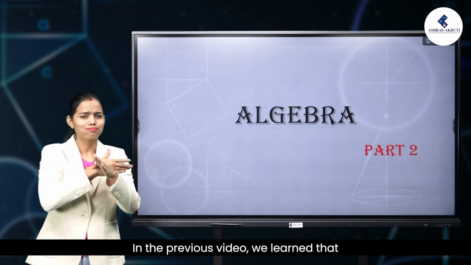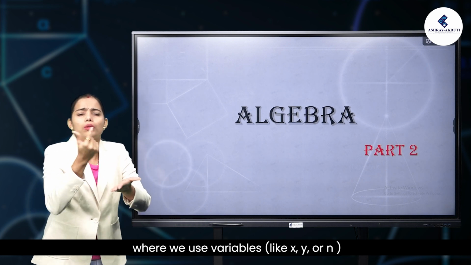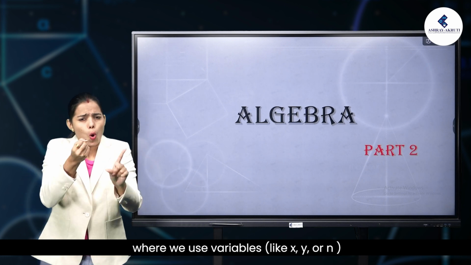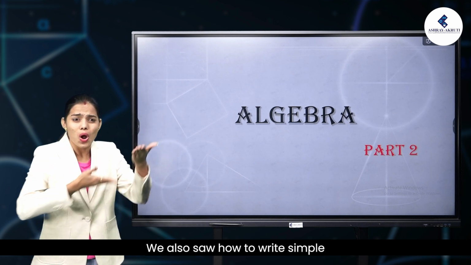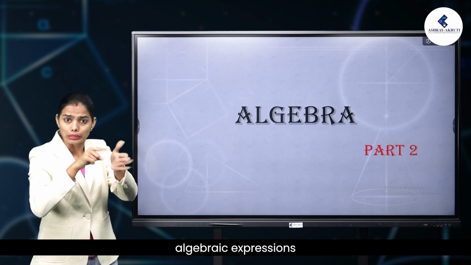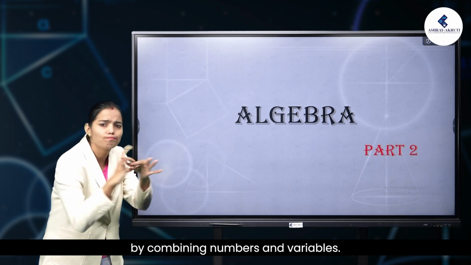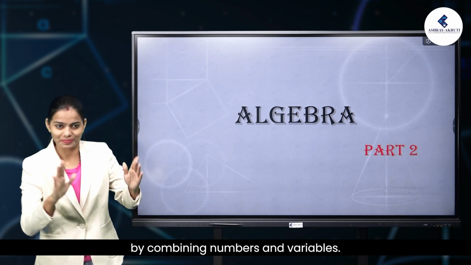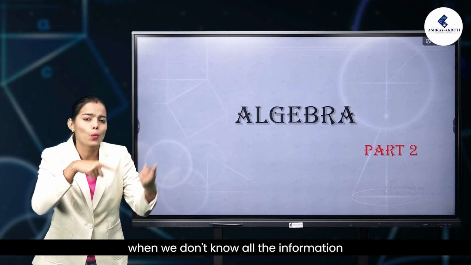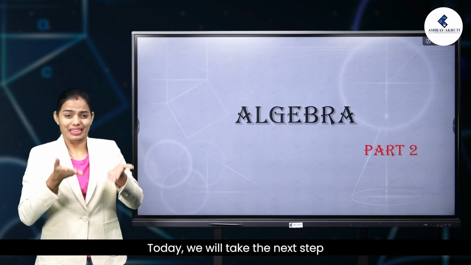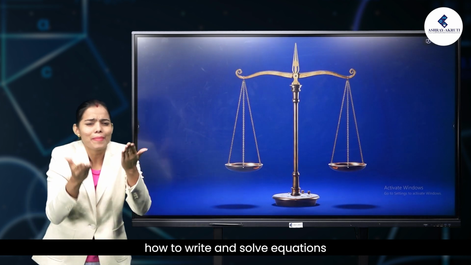In the previous video, we learned that algebra is a branch of mathematics where we use variables like x, y or n to represent unknown numbers. We also saw how to write simple algebraic expressions by combining numbers and variables. Algebra helps us solve problems when we don't know all the information right away. Today, we will take the next step and learn how to write and solve equations.